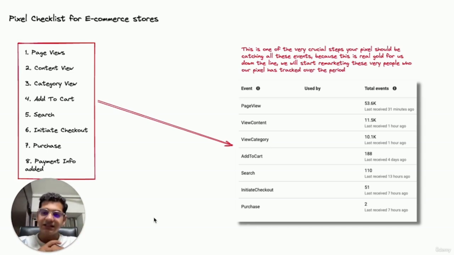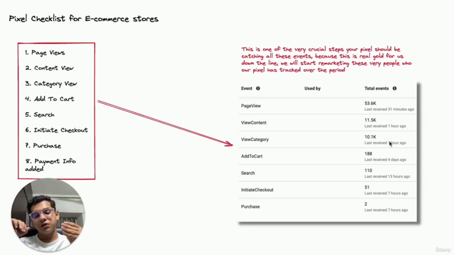And lastly, we have also made sure that we are capturing people who have added their card details and payment info. Now, this is what an events screen looks like, and this is the active pixel that has been tracking the data. This is one of the very crucial tips at this point: if you are going to run Facebook ads, I just wanted to tell you beforehand.